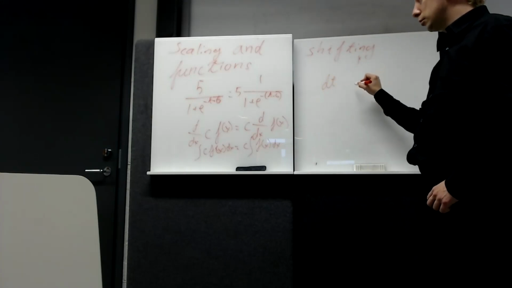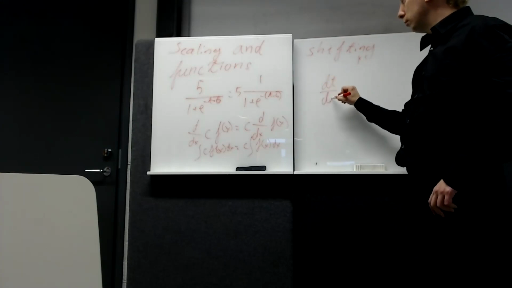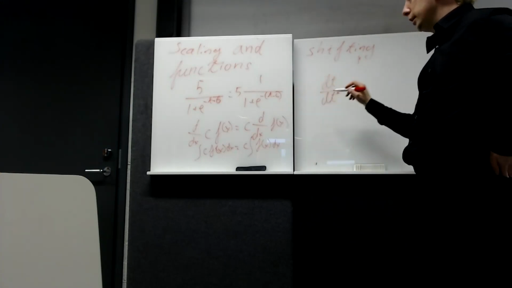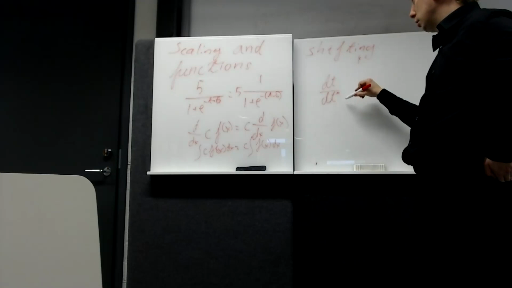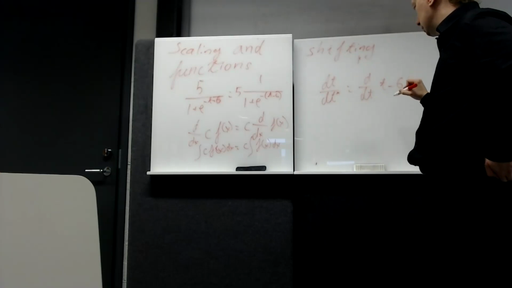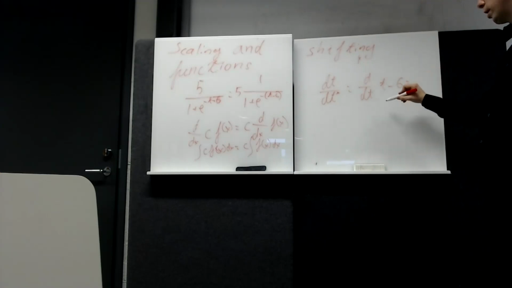So dt over dt star. We know that t star is t minus 6, so the differential of 6 is nothing, and the differential of t is 1.